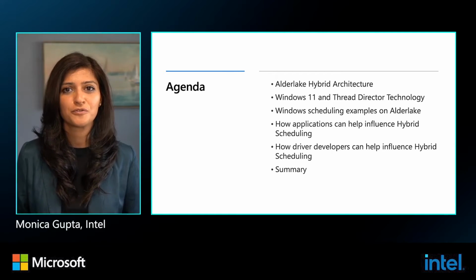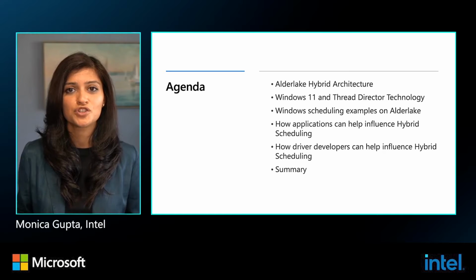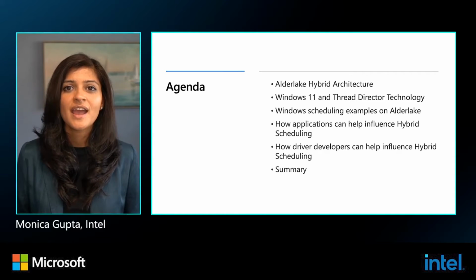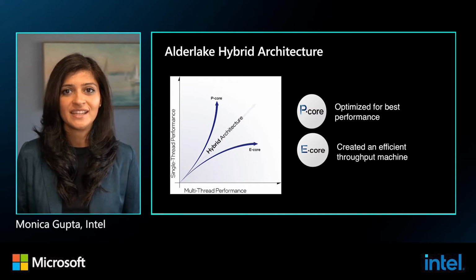Today, we are going to focus on Alder Lake's new hybrid architecture, the Windows enabling that was done to maximize the usage of this new architecture, and what are the key practices the software ecosystem could leverage to take the benefit of this new technology. Hybrid architecture integrates two core families, P-cores and E-cores. P-cores are optimized for performance, and E-cores, while they provide reasonable performance, are highly optimized to provide an efficient system.